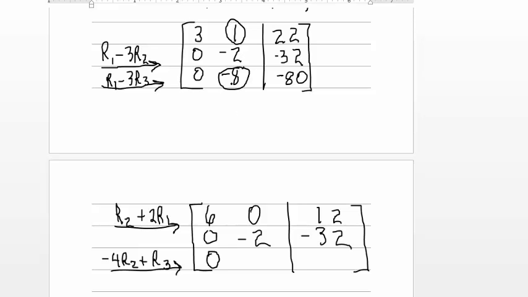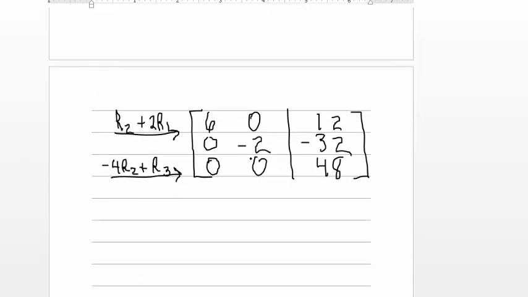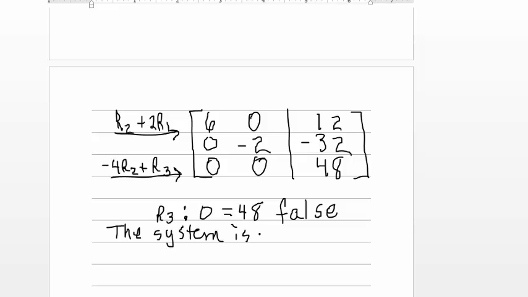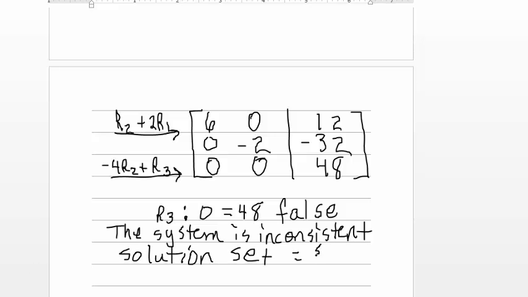Now let's get our row 3. -4 times 0 plus 0 is 0. -4 times -2 plus -8 is 0. And then I get a 48 in the third column of row 3. And notice that row 3 tells me 0 equals 48, which is false. So the system is inconsistent. The solution set is the empty set.